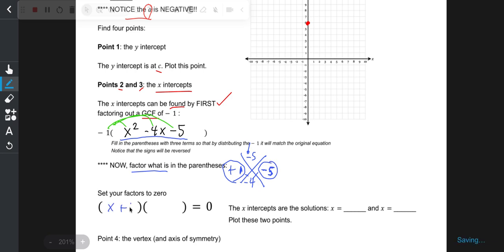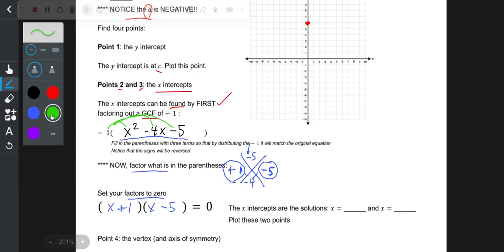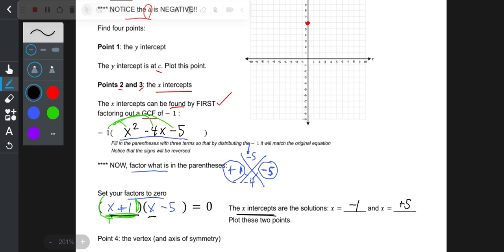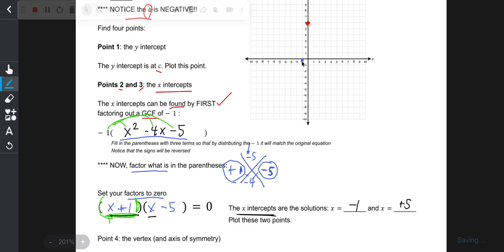X plus 1, x minus 5. And when we set these factors to 0, that means we're looking inside each factor, as we did before, and saying, hey, what x would make this whole thing 0? And your answers are going to be, well, if x was a -1, that would make this 0. If this x was a +5, that would make that 0. So these are our x-intercepts. So let's go ahead and plot those. -1 and +5.